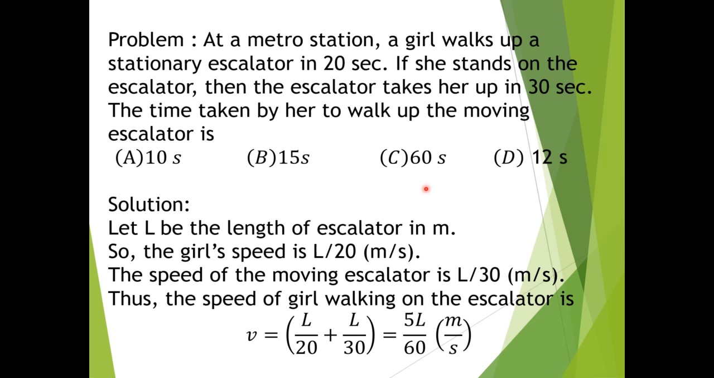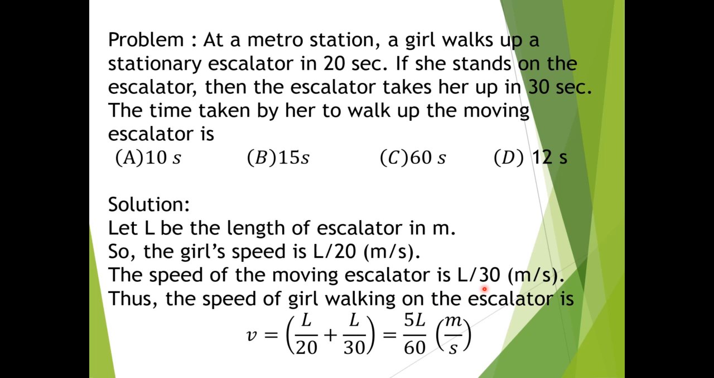And we start doing this problem by considering the length of the escalator. So let L, capital L, be the length in meters. So when the girl walks the escalator, we can find out her speed, which is L by 20, because she takes 20 seconds to walk the escalator. So this is the speed of the girl. Then the speed of the moving escalator is L by 30 seconds.